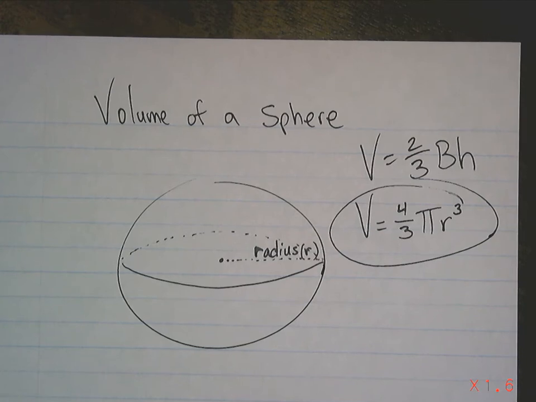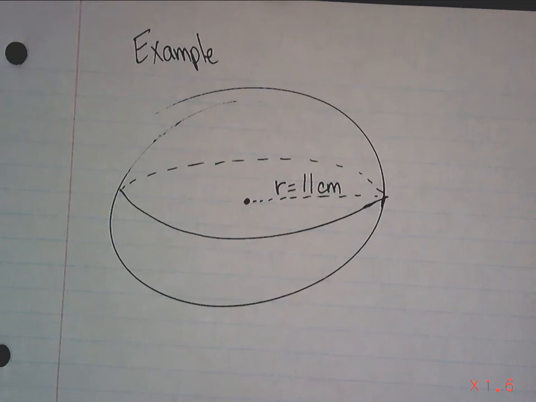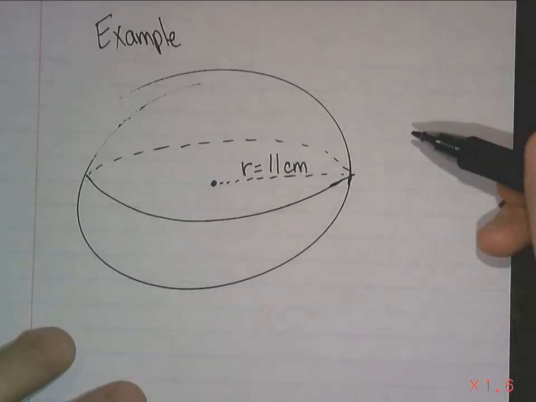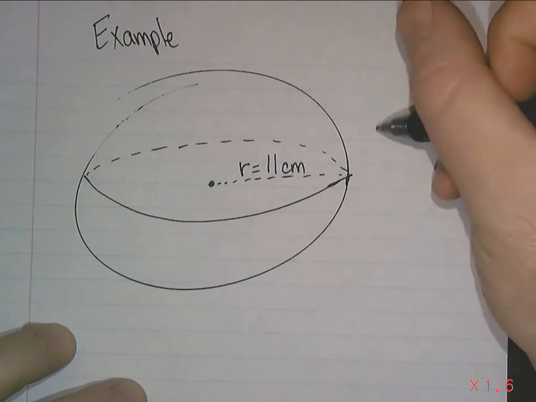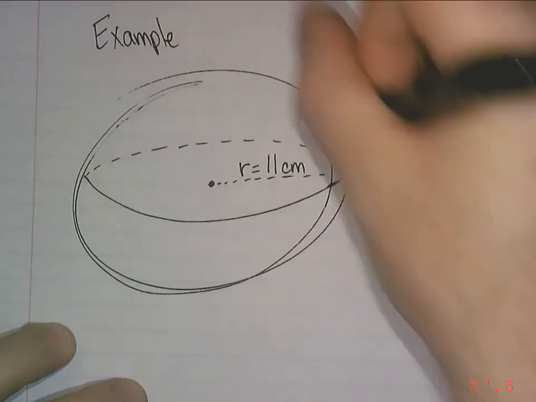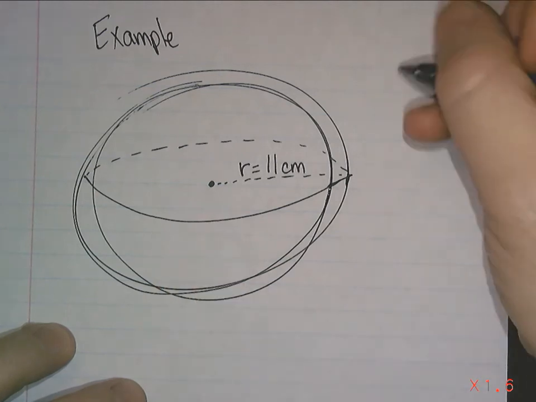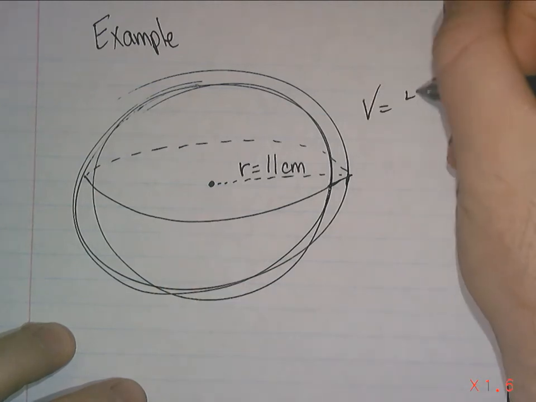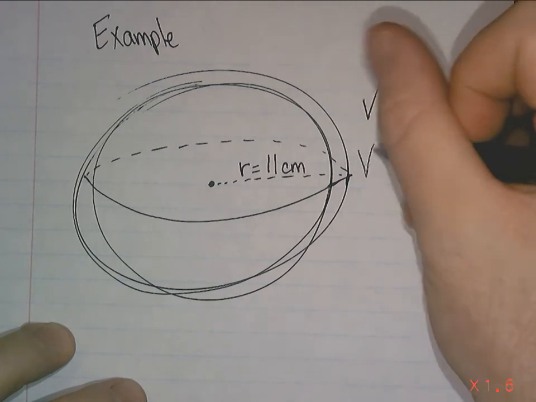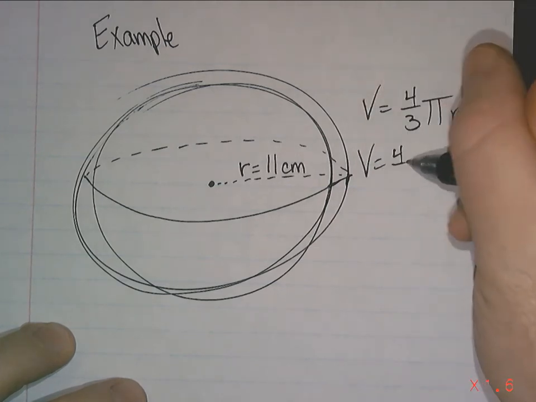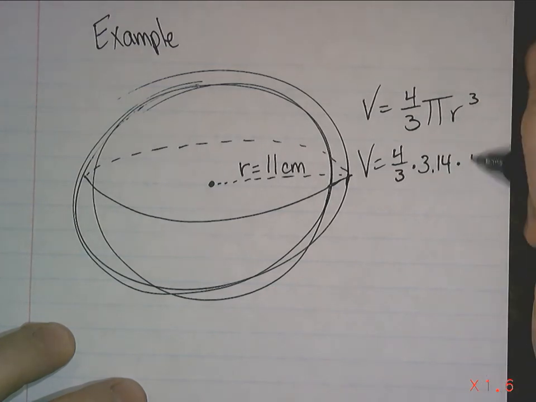Okay? So let's say we have an example. And I apologize for my lack of drawing ability here. I drew this pretty quick. But let's say this is a sphere, and the radius is 11. So it's going to be volume equals 4/3 pi r cubed. So volume equals 4/3 times pi times 11 cubed.